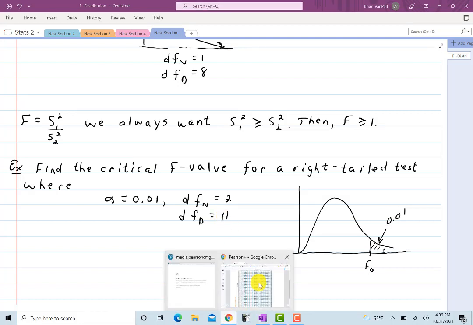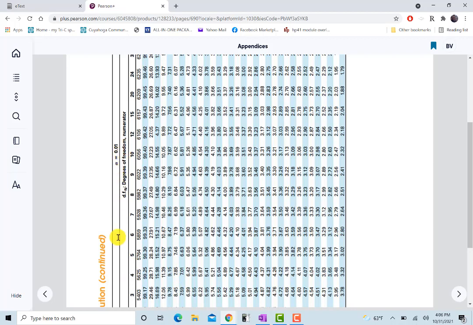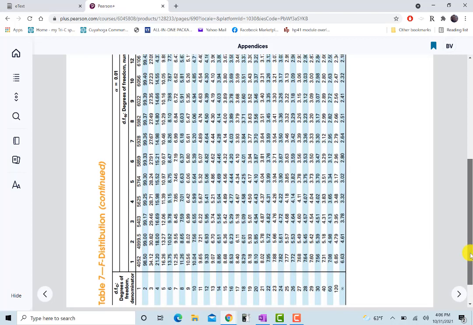Let's come back to the tables. The numerator degrees of freedom are located across the top of the table, and the denominator are across the side of the table, as you can see right there. I want the degrees of freedom of the numerator to be 2, so I'm dealing with this column right here, and the denominator to be 11. Right there, you see it? This guy that I'm hovering over here. That is 7.21.